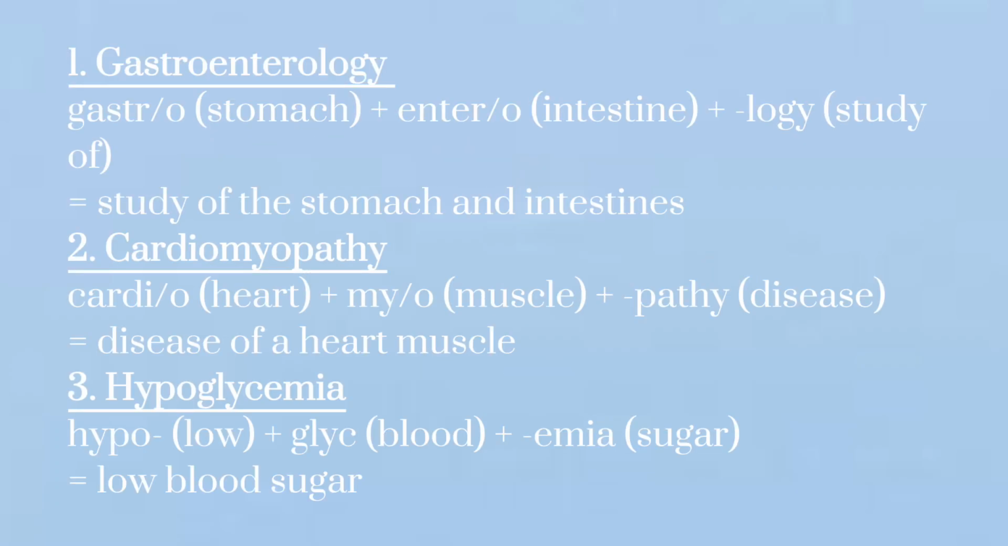1. Gastroenterology. Gastro means stomach, enter means intestine, and logy means study of. So gastroenterology means the study of the stomach and intestines. 2. Cardiomyopathy. Cardi means heart, myo means muscle, and pathy means disease. So cardiomyopathy means the disease of the heart muscle. 3. Hypoglycemia. Hypo means low, glyc means sugar, and emia means blood. So hypoglycemia means low blood sugar.